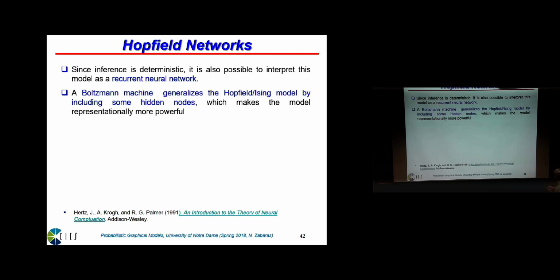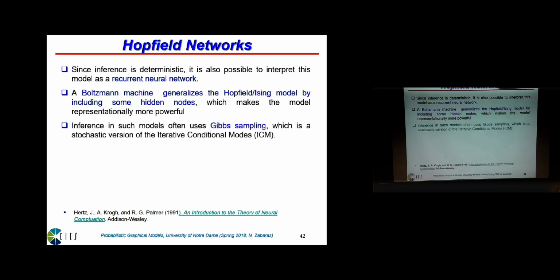This is also very much related to what are called recurrent neural networks. Boltzmann machines are basically extensions of these Hopfield models where you simply introduce hidden variables in addition to what we saw up to now. I'm going to say much more later.